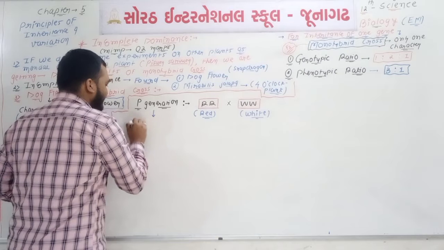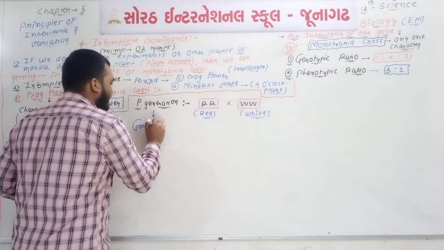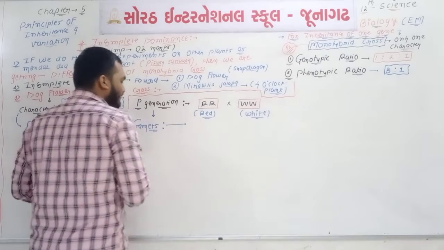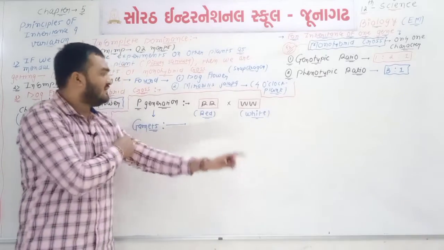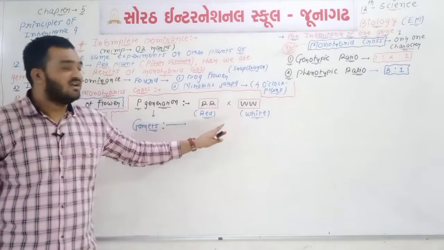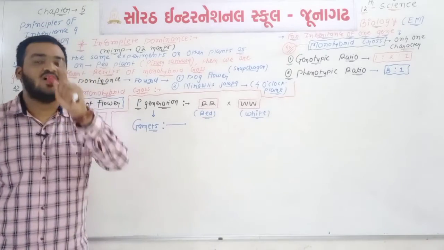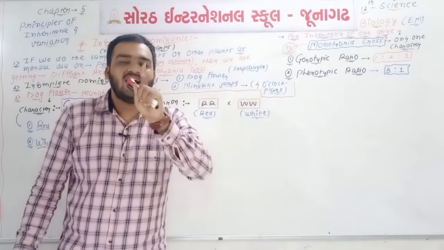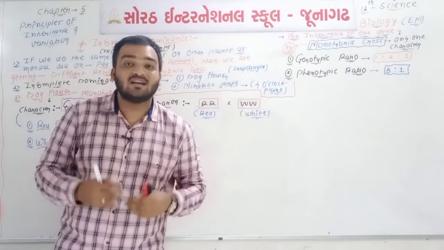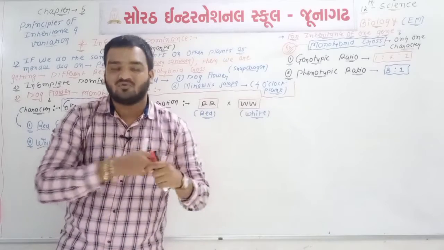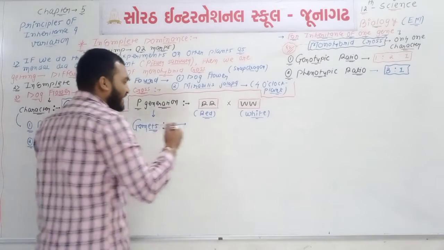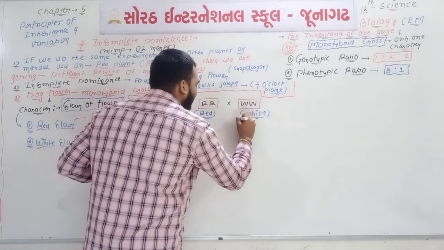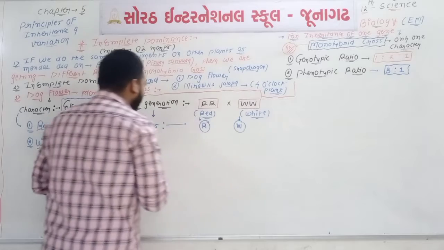Now if we write the gametes of the P generation. Are these homozygous or heterozygous? These both are homozygous, and you know that homozygous will produce the same type of gamete, while heterozygous will produce different types of gametes in the same proportion, in the same number. So here capital R is the gamete, and here capital W is the gamete.